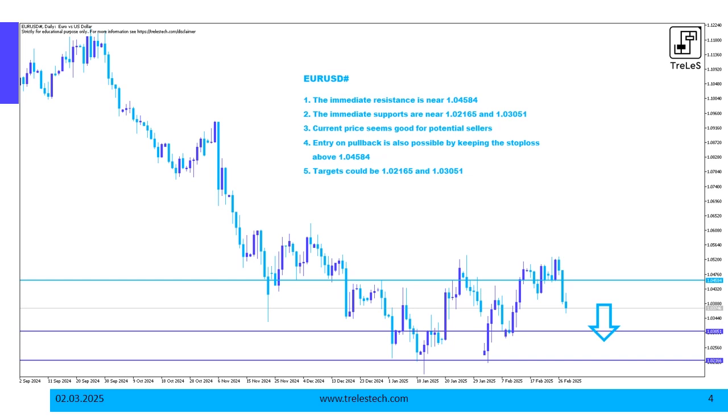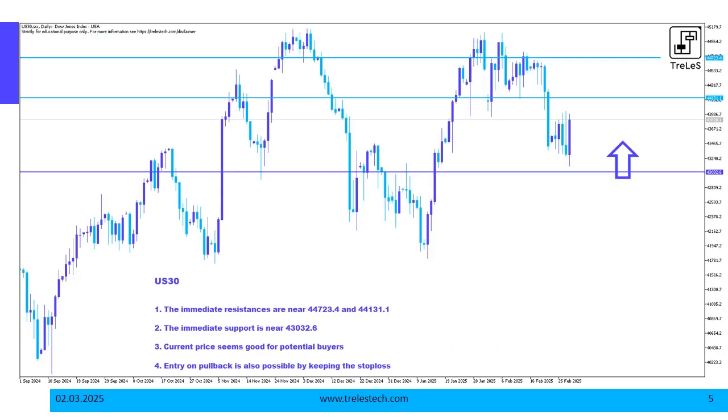A pullback entry is also an option with a stop loss placed above 1.04584. Our target is 1.02165 and 1.03051.